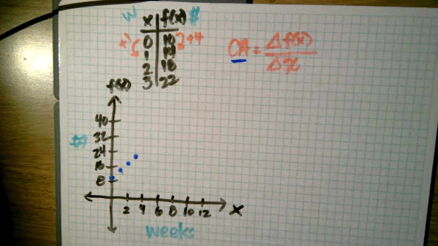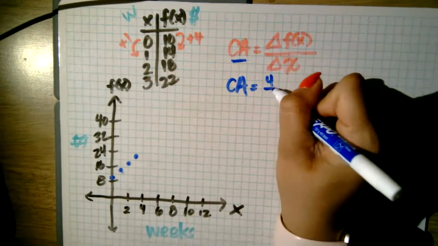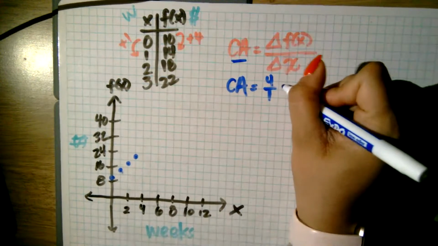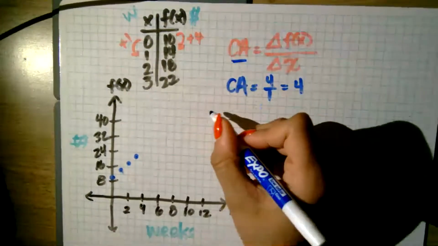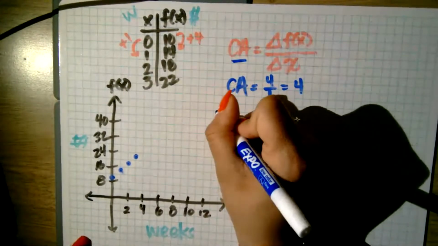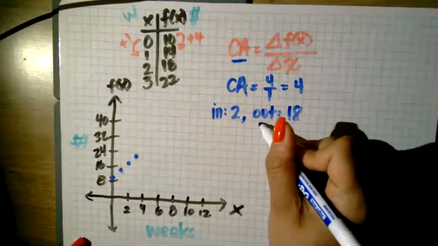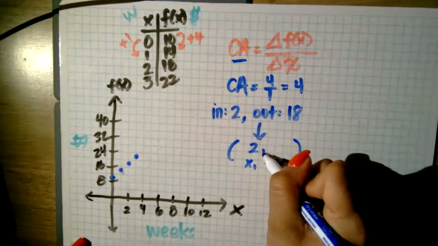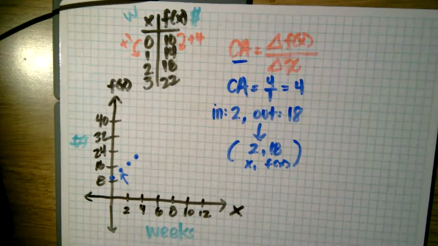So now I'm going to go ahead and build the recursive rule. I know that my constant additive is 4. It's actually 4 over 1 because I rise 4, run 1, rise 4, run 1. So I'm just going to simplify that to a 4. I'm going to use any input and output. So I'm going to use the input 2 and the output 18. So this is going to turn to this f of x point, which is 2, 18, and it's right there, that point right there, 2, 18. Okay?